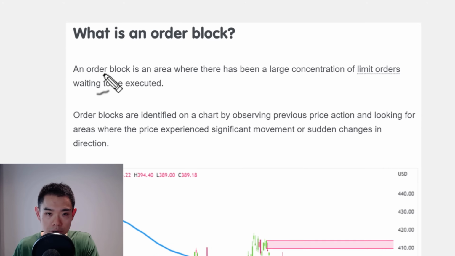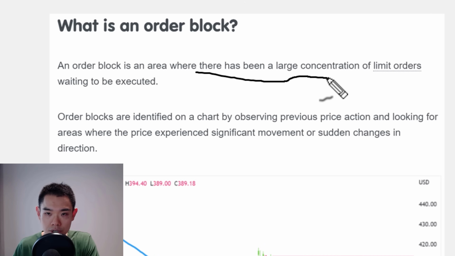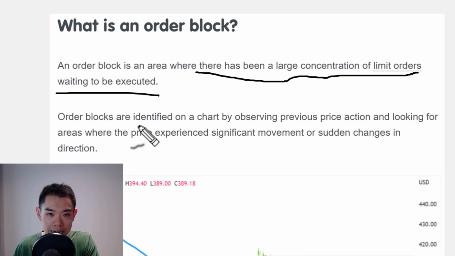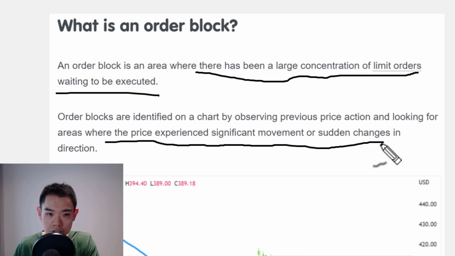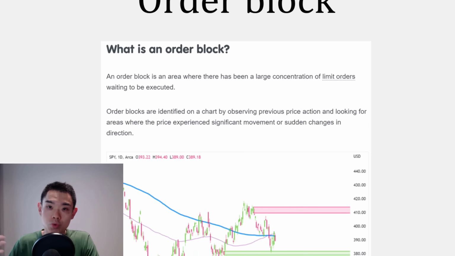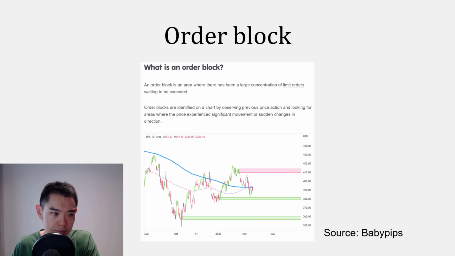It says over here, an order block is an area where there has been a large concentration of limit orders waiting to be executed. Order blocks are identified on a chart by observing previous price action and looking for areas where the price experienced significant movement or sudden changes in direction. Now, I have an issue with this paragraph. I'm not sure who wrote it, but this seems to contradict between the first and second sentence.